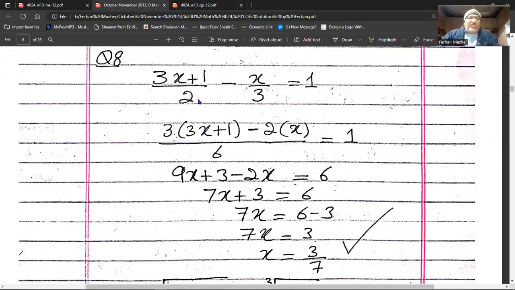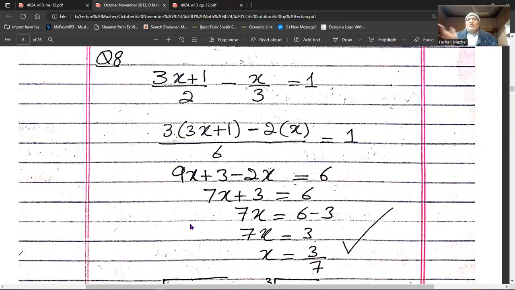6 divided by this denominator, you get 3. 3 will multiply with this expression. Then you divide the LCM by this denominator and you will get 2. 2 will multiply with this expression and a negative between them. So you will have 9x plus 3 minus 2x is equal to this 6 will go to the other side. If you multiply with the 1, you get 6 here. So 9x minus 2x, that will be 7x. So 7x plus 3 is equal to 6.